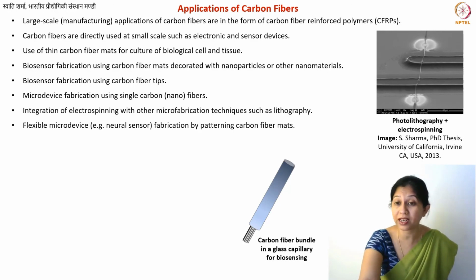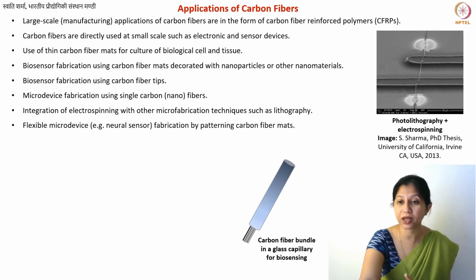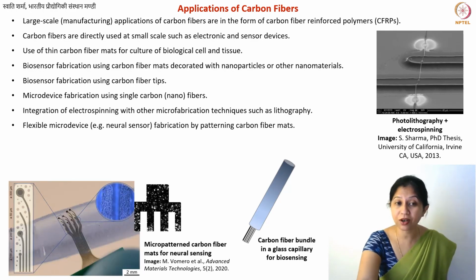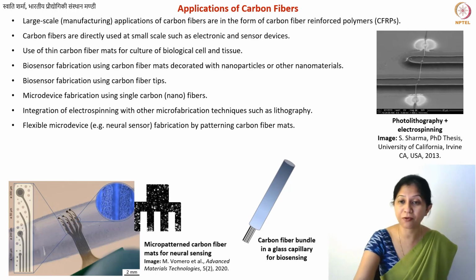You can even perform Joule heating on that fiber, and you can use it as a CVD substrate, for example. So there are multiple applications where you can combine other microfabrication techniques with electrospinning. You can also take the electrospun cloth-like fiber, woven or non-woven, and then you can perform etching and micro patterning, and make ultra flexible devices which can be used for sensing purposes. This is an example where we used it for neural sensing, but there are many other devices that are possible using micro patterning of carbon fiber mats or carbon fabric.